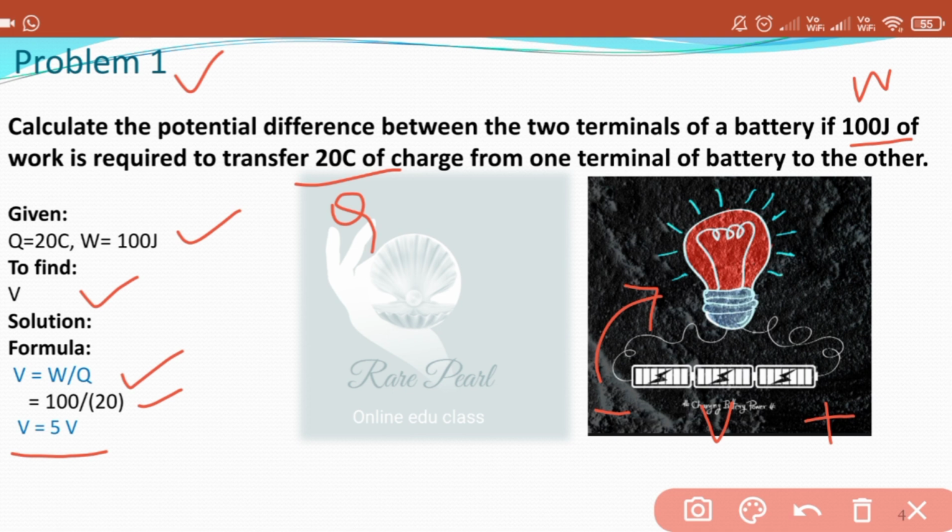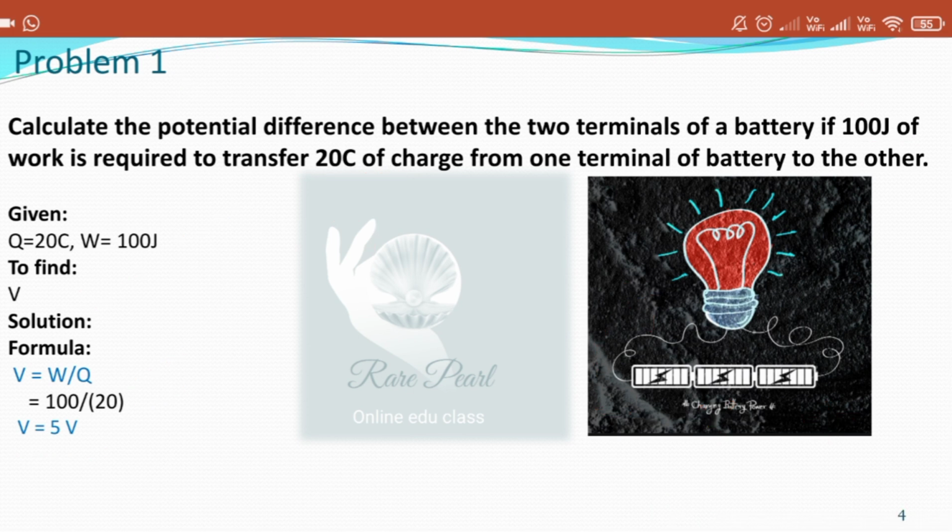Thus, we found out the potential difference between the two terminals of a battery. You can clearly understand from the given figure. Let us move on to the next problem.